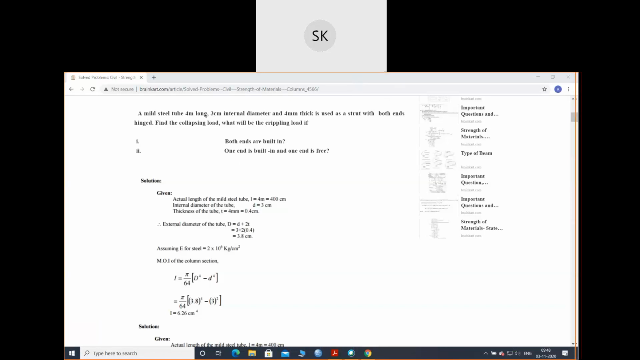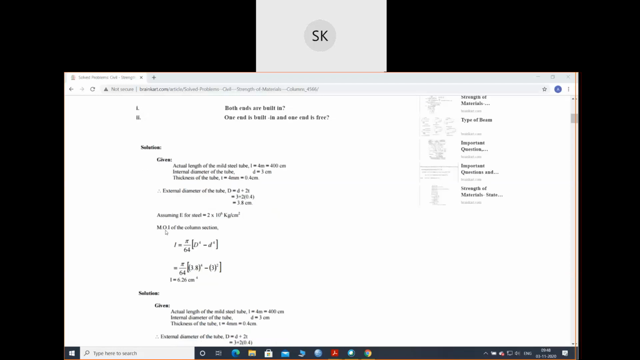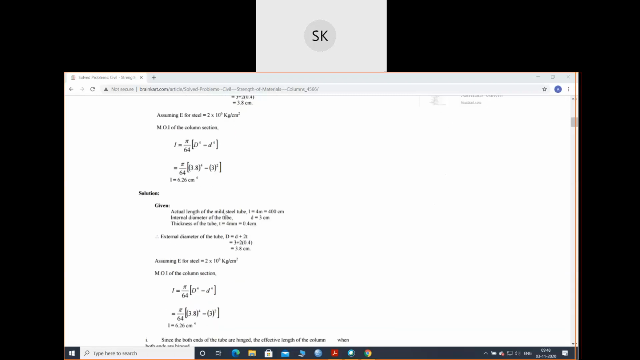See, a mild steel tube, 4 meter long, internal diameter is given, 4 mm thickness is given. The conditions are both ends hinged, both ends built in, that means fixed, and one end built in and another end free. First they wrote the given, then found the external diameter and the E value. In this question they have not given the E value, so you should know the E value for steel or concrete also. Now the MOI of the column will be pi by 64 D4 by 4, so they found the I value.